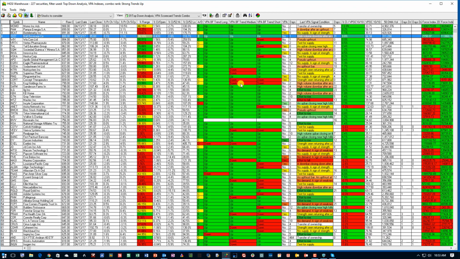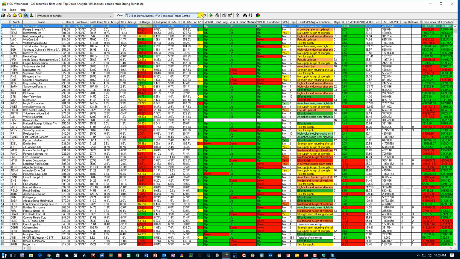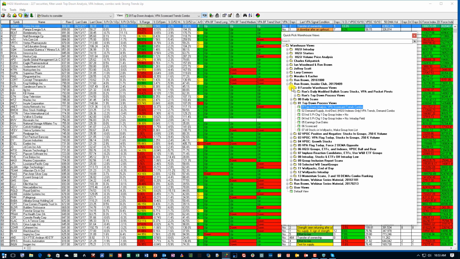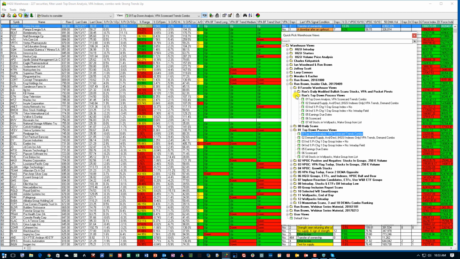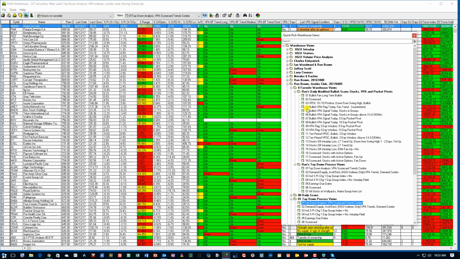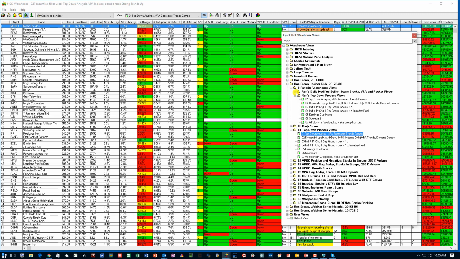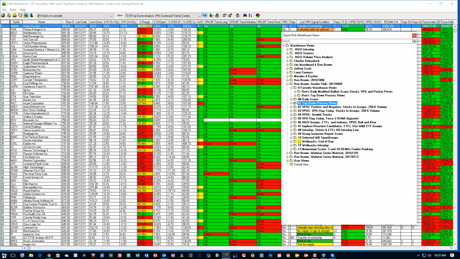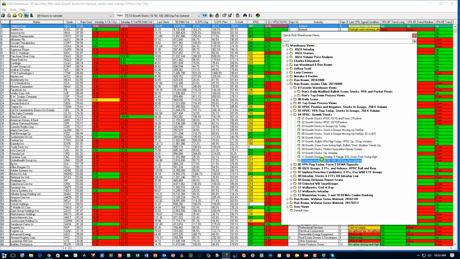Now I'm going to eliminate some of these stocks. I'm going to go to my view here. Since I've explained what the fan is, I'm going to go into these views that I've created for my insider club, and I'm actually going to go down here to the number 4 folder called growth stocks, and I'm going down to number 12.